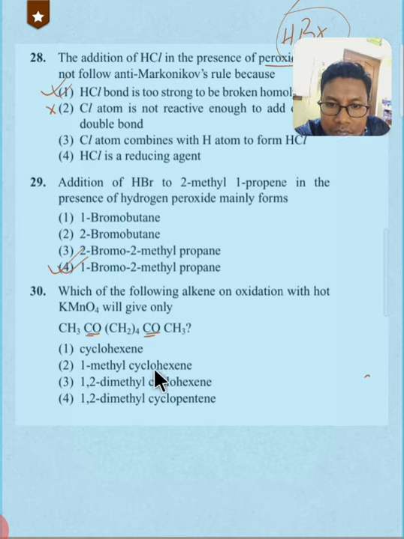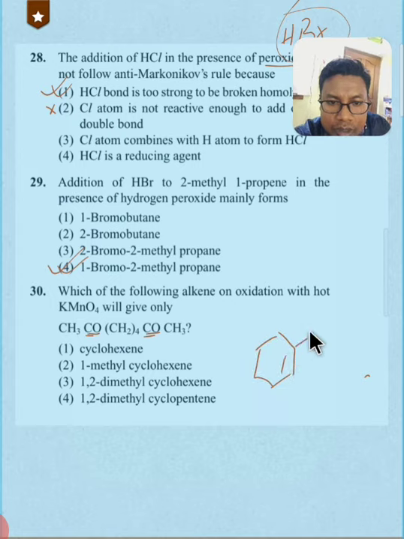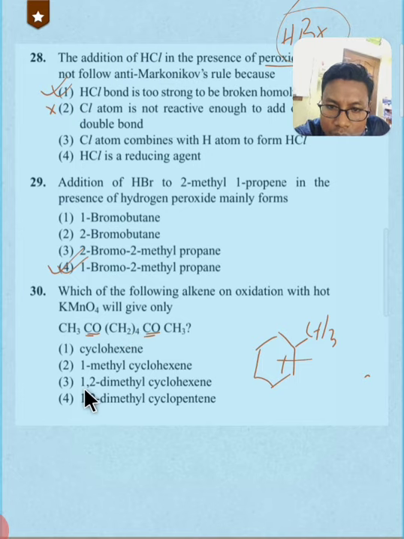So 1-methyl cyclohexene, this is also not correct. Let me draw this structure. This is our 1-methyl cyclohexene. So 1 ketone and 1 aldehyde will be formed. This is not correct. 1,2-dimethyl cyclopentene cannot be correct. So our answer is this one, 1,2-dimethyl cyclohexene.